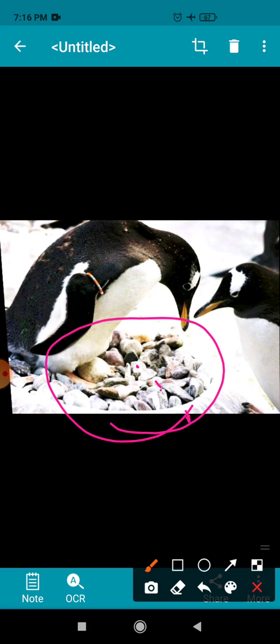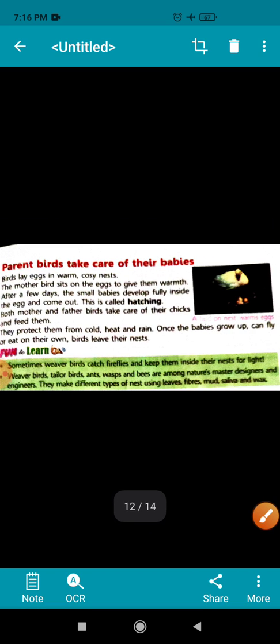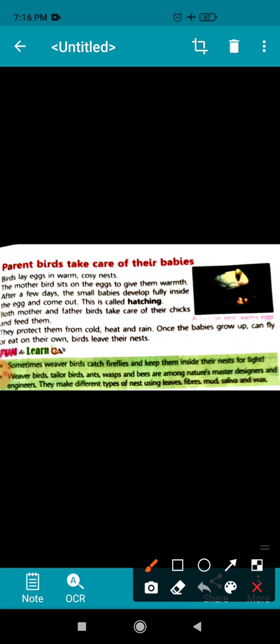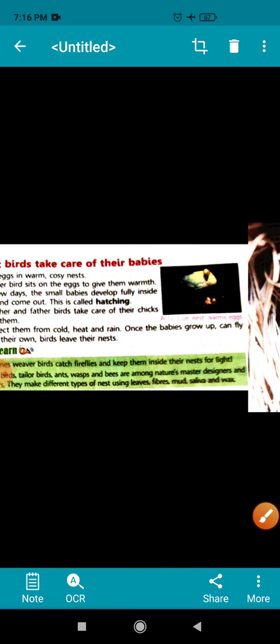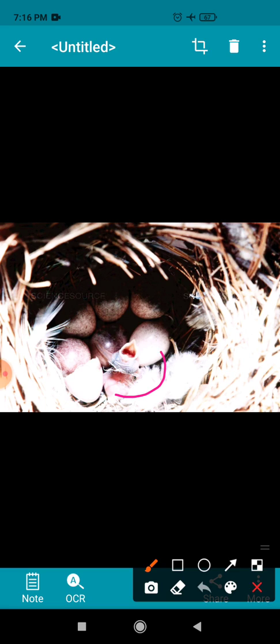Okay, children, now let us see how the parent birds take care of their babies. Children, parent birds take care of their babies. Mother birds sit on the eggs to give warmth. The baby bird grows inside. Here you can see the picture.